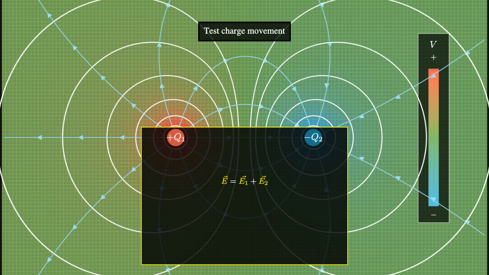This is also known as the principle of superposition, and it can similarly be used when talking about potentials. If we wanted to find the potential at any point in space, we would write minus the integral of the total field E with respect to dr from infinity to this point r. If E is just E1 plus E2, we can write our integral like so.